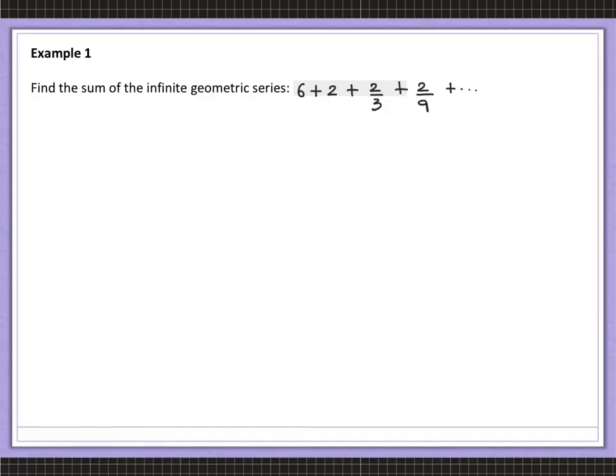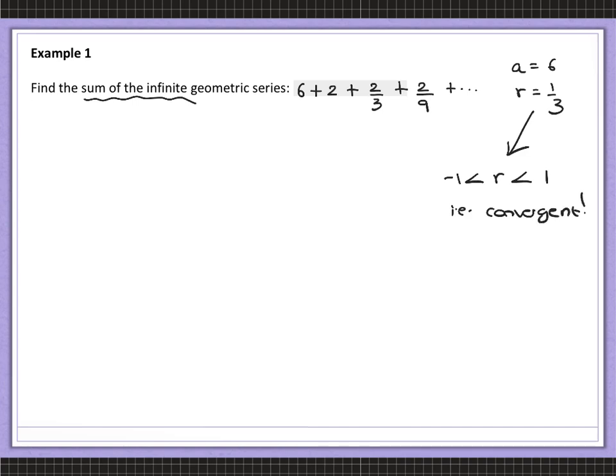Let's have a look at a slightly different infinite geometric series. So 6 plus 2 plus 2/3 plus 2/9. So we can see that the first term in this series is 6 and the common ratio is 1/3. Now, if we're looking at the sum to infinity, always check your common ratio, and you can see that this is between 1 and -1. So the sequence will converge, which means that the sum to infinity does actually exist.